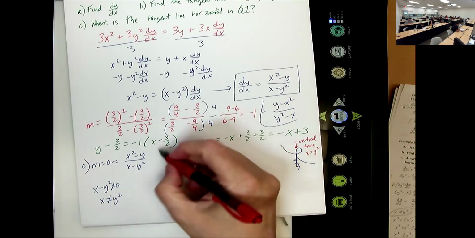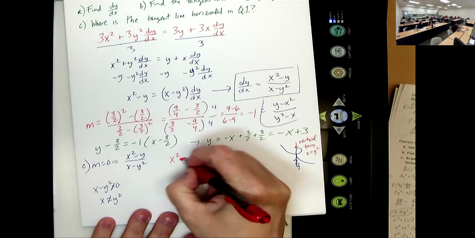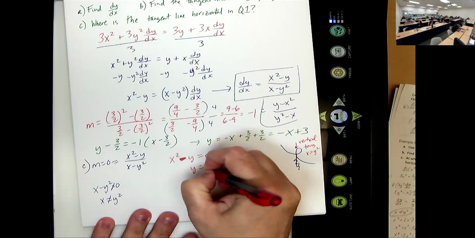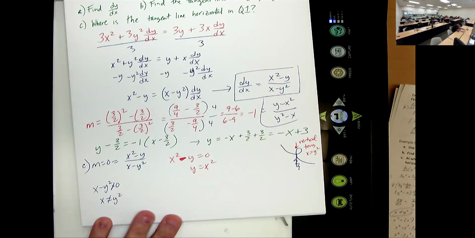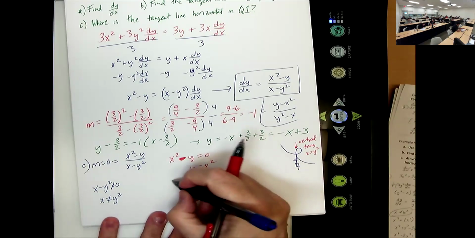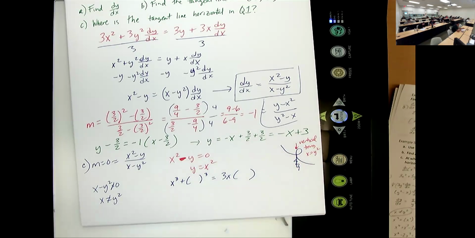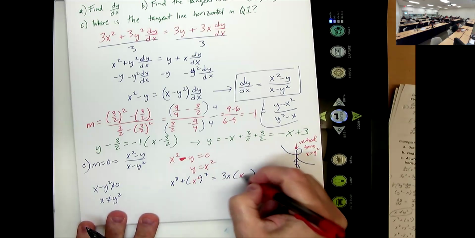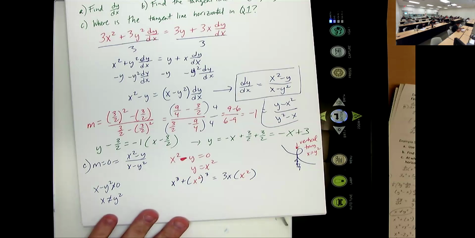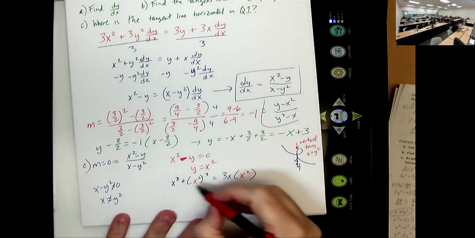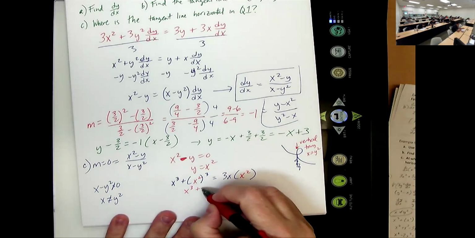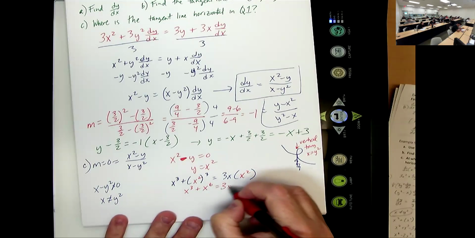So we're going to set the top equal to 0. x squared minus y equals 0, so y equals x squared. And like in the last one, we're going to plug this into the equation at the top. We get x cubed plus x to the 6th power equals 3x cubed.